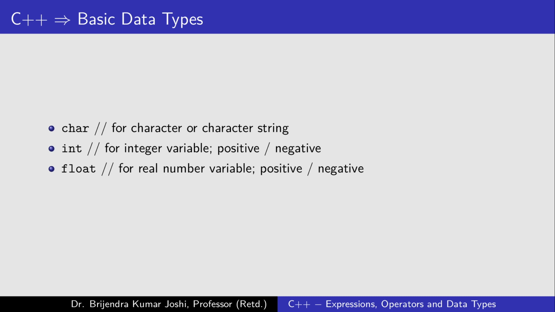Some basic data types. There are a number of data types which are allowed in C++. In this video, we will focus on only these three. Char, when we write char, it is for character or character string. Int, for integer variable. The variable may take on positive or negative values, any one of them at a time. Then float, for real number variable, and that can also be positive or negative.